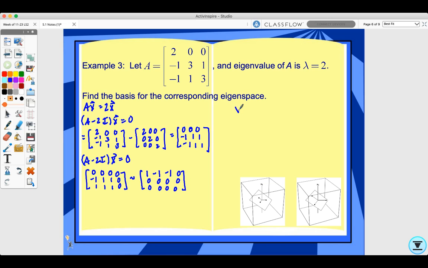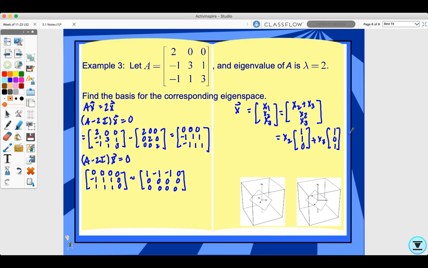So x, with my x1, x2, x3, would be x2 plus x3. This would just be x2 because it's free, and this would be x3 because that's also free. So this would be x2 times 1, 1, 0 plus x3 times 1, 0, 1. So the basis for the eigenspace corresponding to lambda equals 2 is 1, 1, 0 and 1, 0, 1.